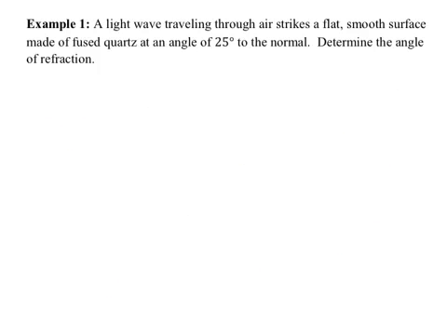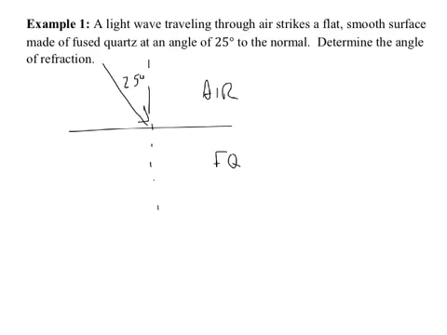So example 1 says a light wave traveling through air strikes a flat, smooth surface made of fused quartz at an angle of 25 degrees to the normal. Determine the angle of refraction. So it's traveling through air at 25 degrees to the normal. So here's an angle of maybe 25 here. Here's air. Here's fused quartz. And our goal is to figure out what the angle of refraction is going to be.